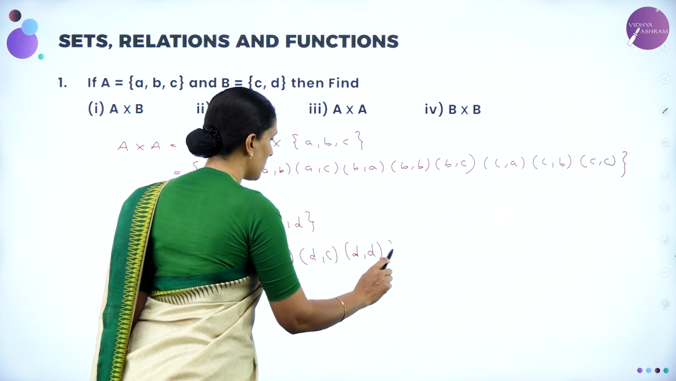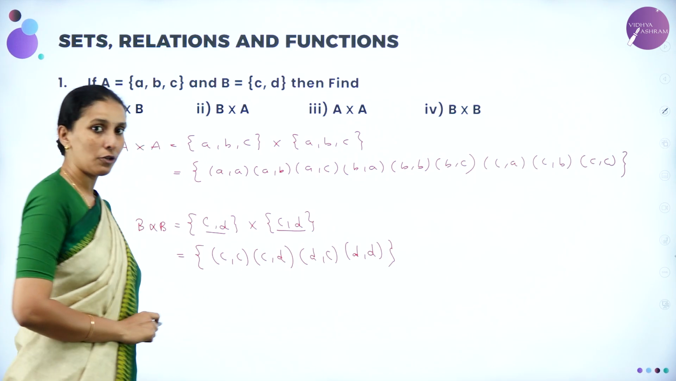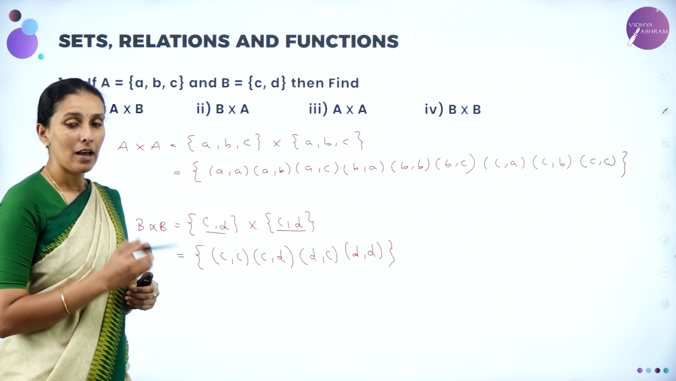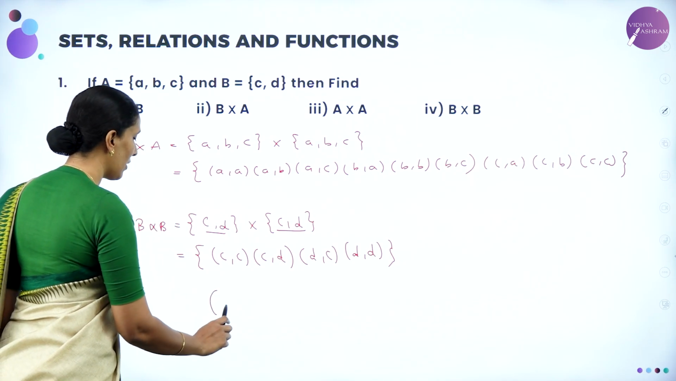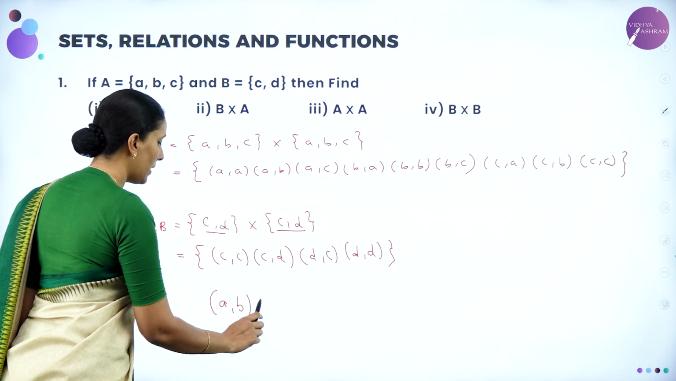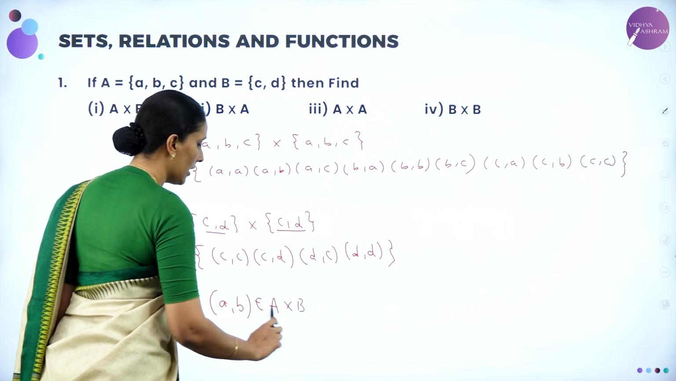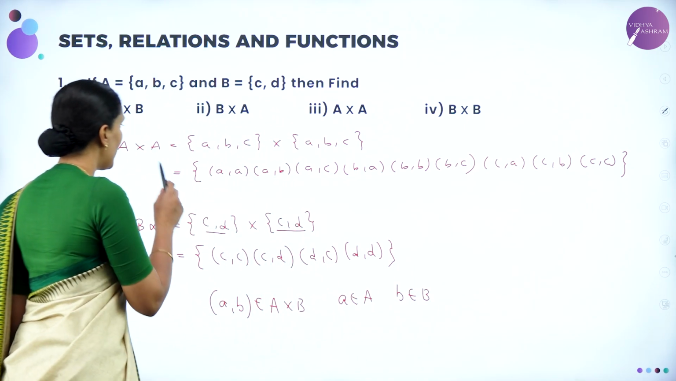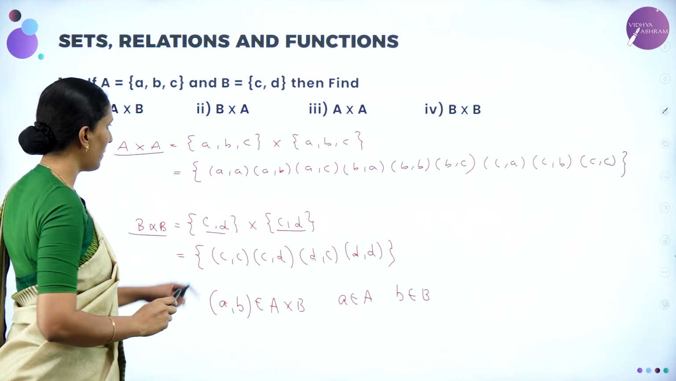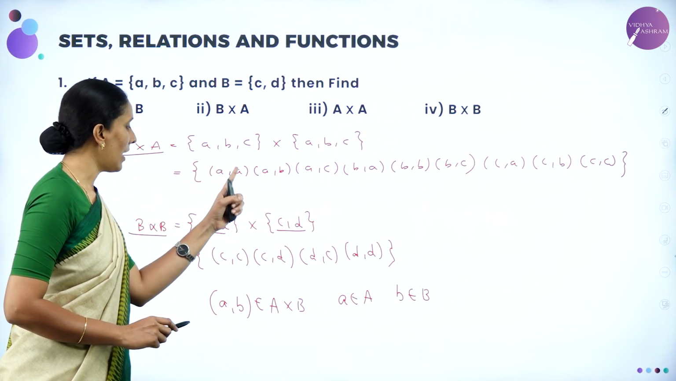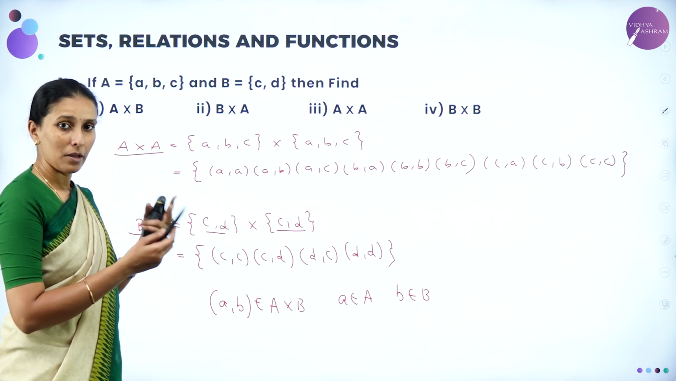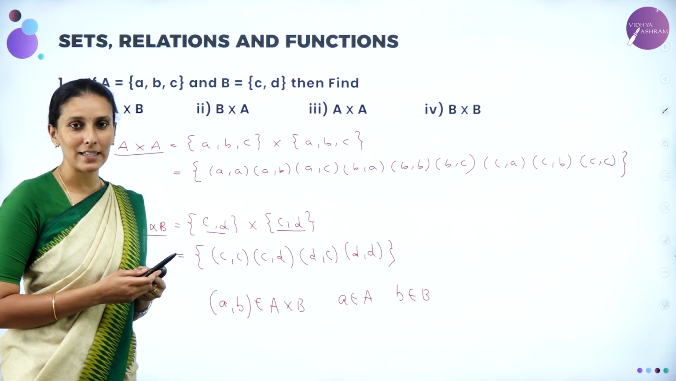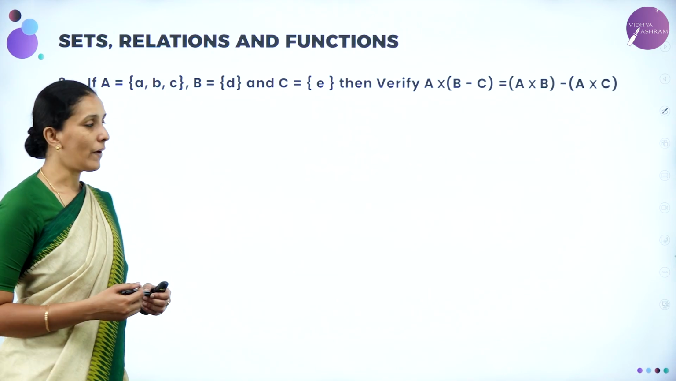So 4 elements. So 2 into 2 is equal to 4 elements in B cross B. Now when I am defining A cross A and B cross B, we know the definition of the Cartesian product. If we have an ordered pair (a, b) in the Cartesian product A cross B, that means a belongs to the first set and b belongs to the second set. But here in the A cross A and B cross B elements, both the first element as well as the second element belong to the same set, because we are pairing the elements of the same set. That is why we will define A cross A as A square and B cross B as B square.